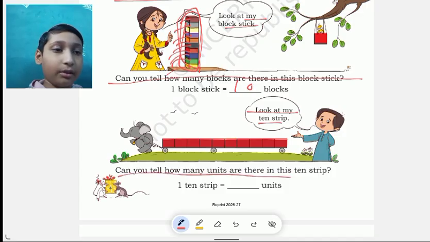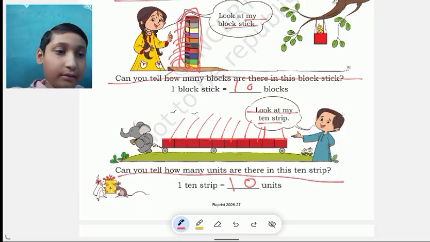Can you tell how many units there are in the 10 strip? So count 1, 2, 3, 4, 5, 6, 7, 8, 9, 10 units. So you have to write 10.